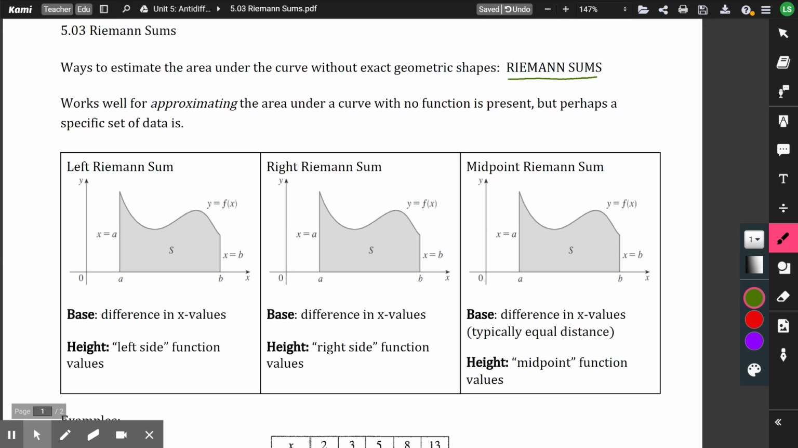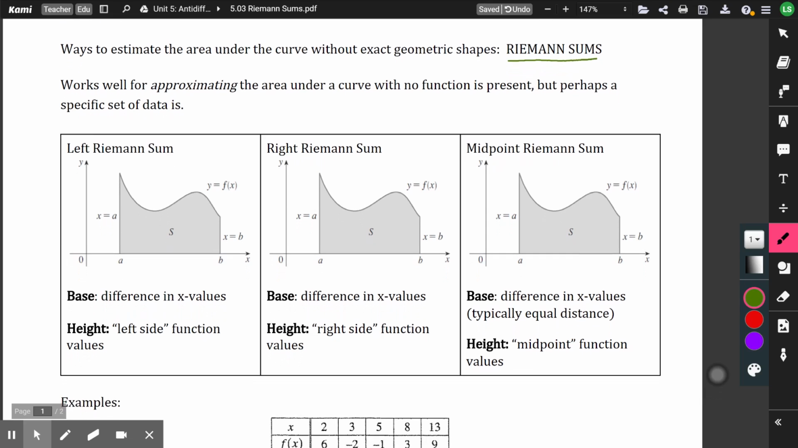So this is not going to be an exact area under the curve, but rather an approximation. And this really works well for when we don't actually have a function given to us like an f of x, but maybe we just have a specific set of data about the function, and we can use that to estimate some area under the curve.